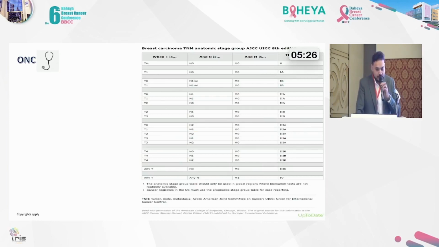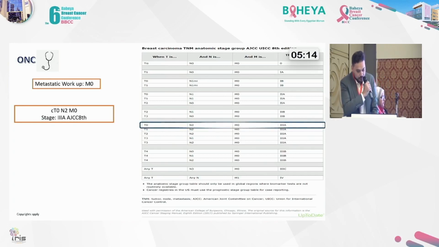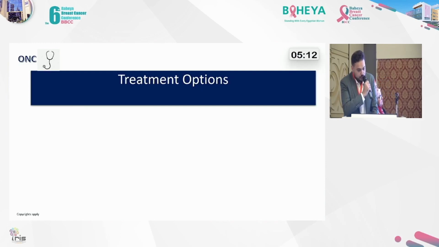According to the TNM classification, 8th edition, we did a metastatic workup and it revealed M0 disease, and we have a clinical stage of T0N2, stage 3A, AJCC 8th edition. So my question to the panel: what are the different treatment options for this case? I would like to hear from surgeons as well, if we have surgeons here.